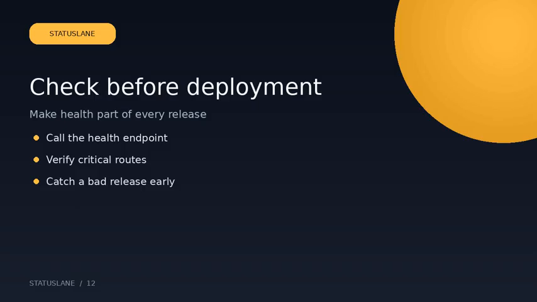Start with the practical goal. Call the health endpoint. Then use status lane to make the result visible and repeatable. Verify critical routes. Finally, keep the workflow simple enough to run on every release.